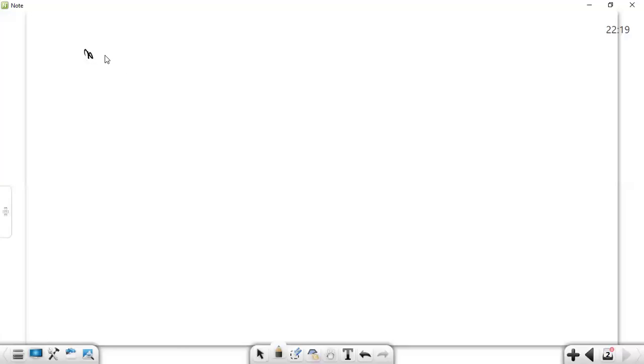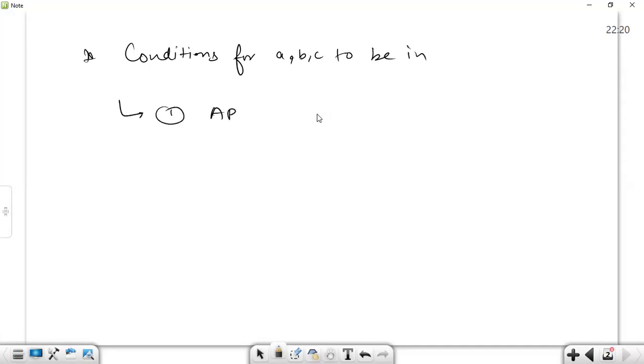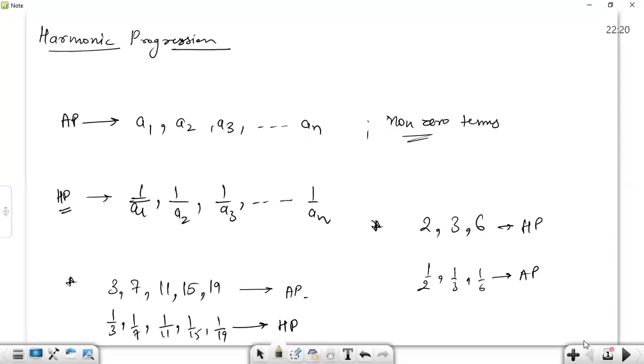Just to remind you, the condition for three numbers, let's say A, B, C, to be in AP was 2B has to be equal to A plus C. For GP, it is B square has to be equal to AC. Now for HP, we're going to discuss it later.